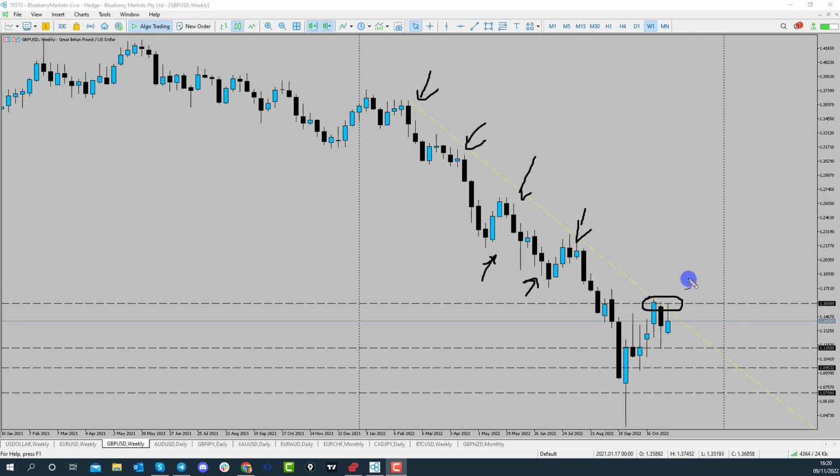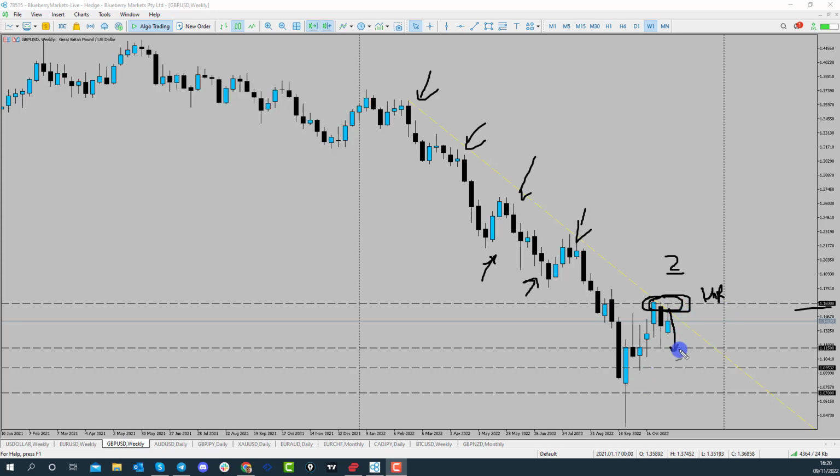So what we've got here is the 116 handle, the horizontal weekly resistance, combined with this trend line resistance here. So we've got two confluences to potentially say that there could be some resistance at the 116 handle, which could lead to price pushing back to the downside.